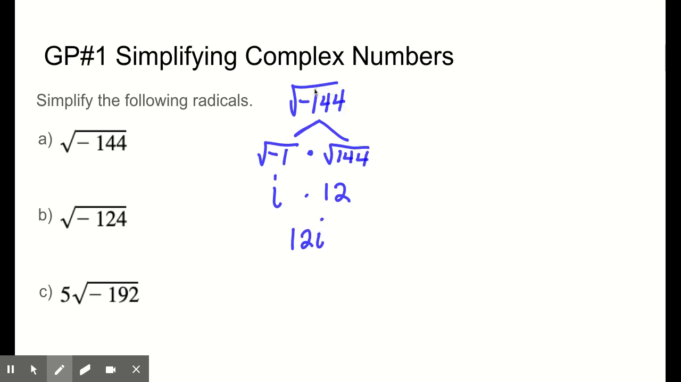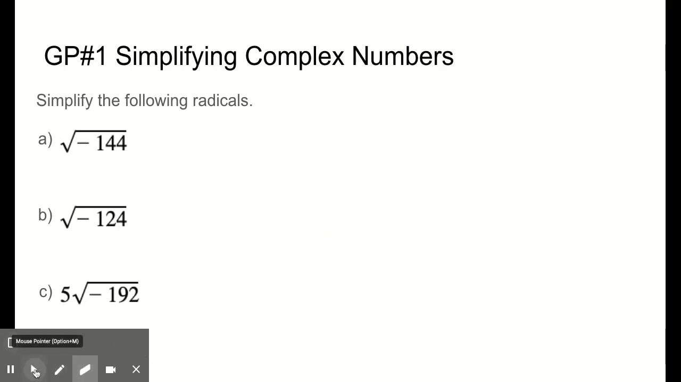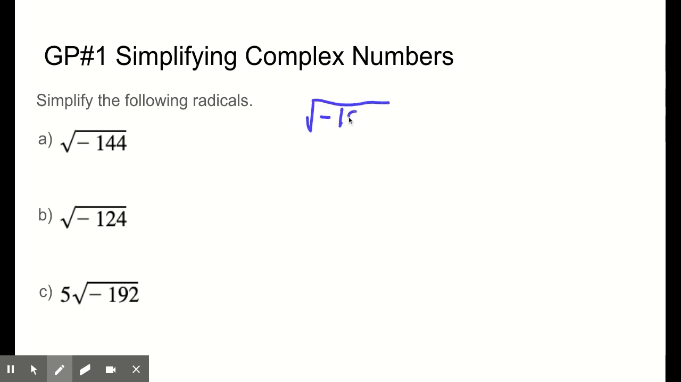Now, this is the case when the real number part is a perfect square. We have no leftovers left inside the radical, and so we simply have the real number part 12 and the imaginary part i. Well, let's take a look when we do have leftovers. So for part B, we have the square root of negative 124. So again, we break this apart into the imaginary part times the real number part.